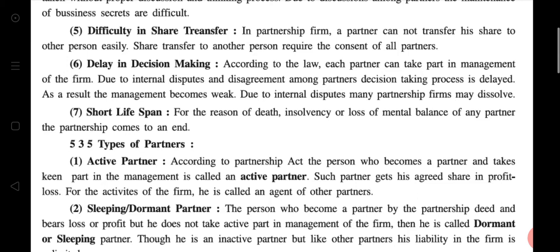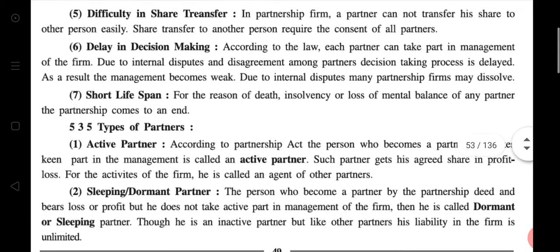According to the law, each partner can take part in the management of the firm. So due to internal dispute and disagreement among the partners, the decision taking process is delayed. See, please underline, what is the reason for delay in decision making? Due to internal dispute and disagreement among partners, the process is delayed. As a result, the management becomes weak, and due to internal dispute, many a partnership firm may be dissolved.